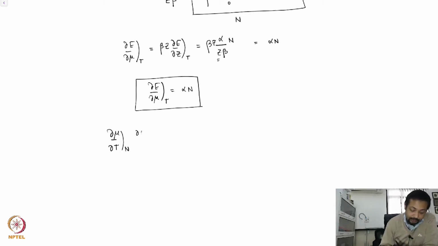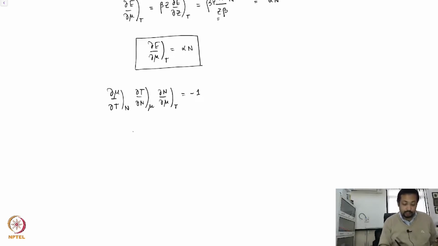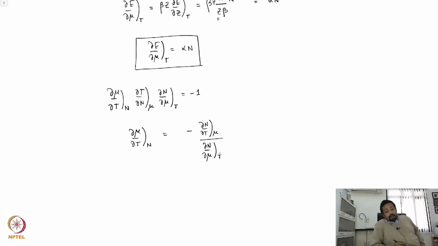This is going to be ∂T/∂n at μ held constant, ∂n/∂μ at T held constant, is going to be minus 1. Therefore, I have ∂μ/∂T at n held constant is going to be minus ∂n/∂T at μ held constant divided by ∂n/∂μ at T held constant. So these are the two partial derivatives which I have to evaluate.